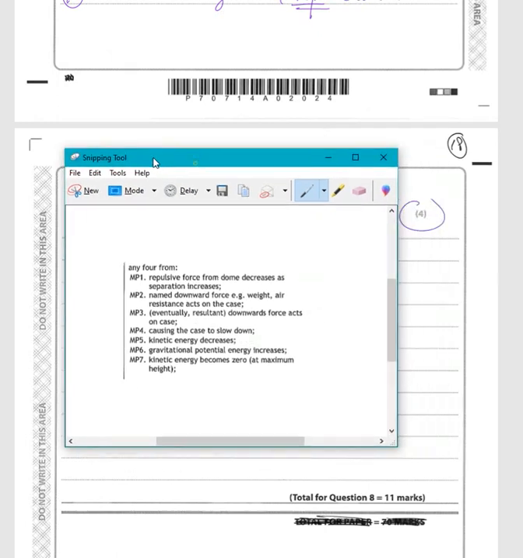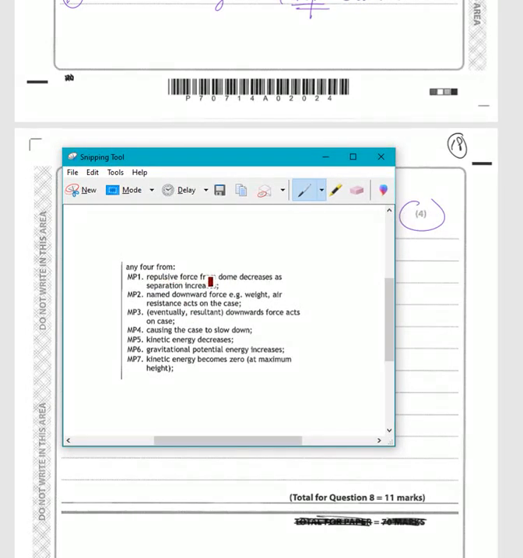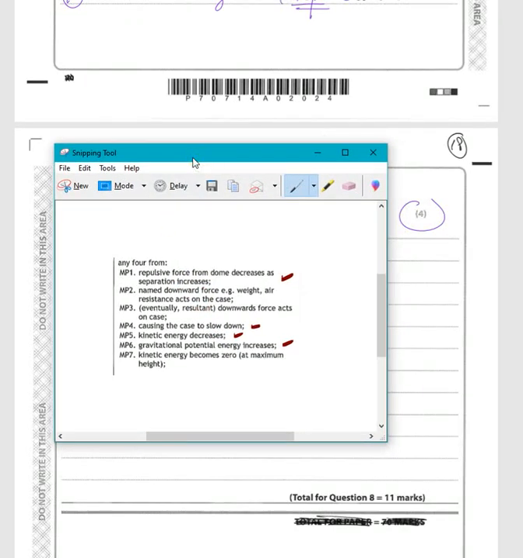The mark scheme is saying here the repulsive force from the dome decreases as separation increases. Name the force: so the weight is down, air resistance up. It slows down, kinetic energy decreases, or gravitational potential energy increases, and so on. So these are the 4. Any of those 4 points will give you a mark. Leave this there so you can pause the video and so on.